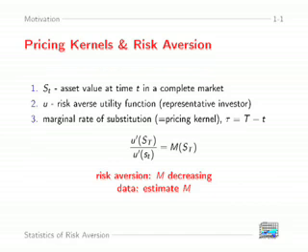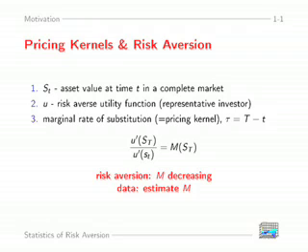We start by assuming we have a complete market with an asset in this market, whose value at time t is given by S_t, and we assume the existence of a risk-averse utility function that may be associated with a representative investor in this market. So we can write down the marginal rate of substitution between the asset price at time t and time capital T, and we call it M. This is also called the pricing kernel.